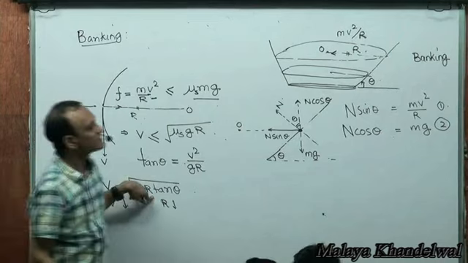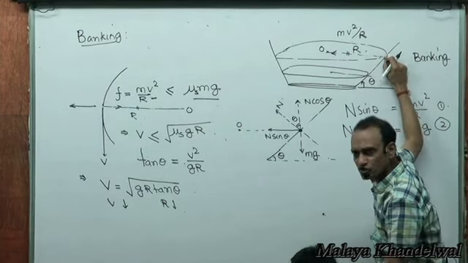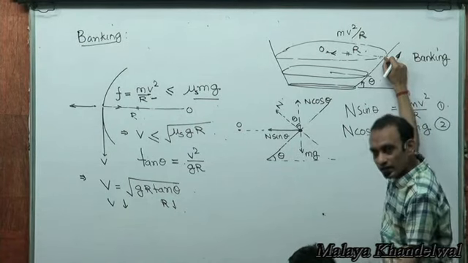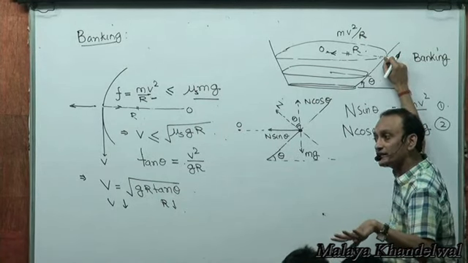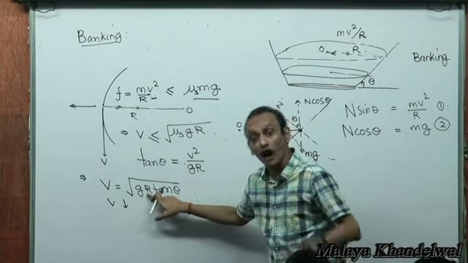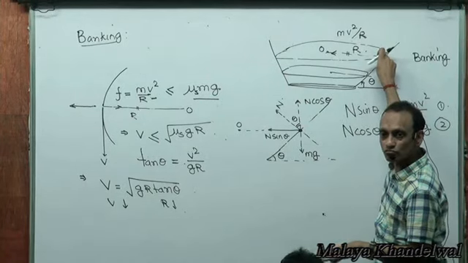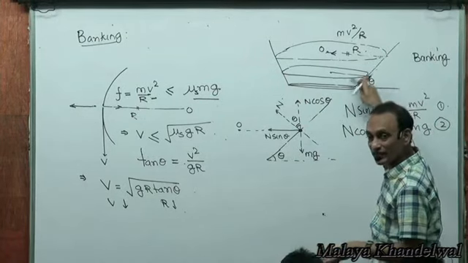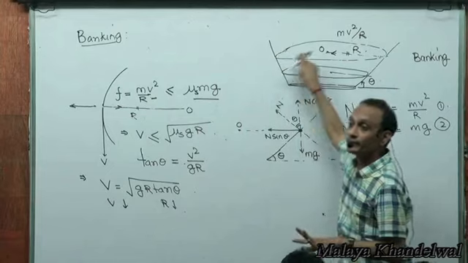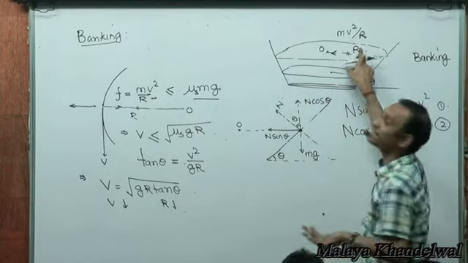R has to decrease. v equal to root g r tan theta is for this trajectory. But if you decrease v to smaller than root g r tan theta, then r has to be smaller than this r. Yes or no? That means the vehicle will fall down and will then negotiate a circular trajectory of radius less than this r.